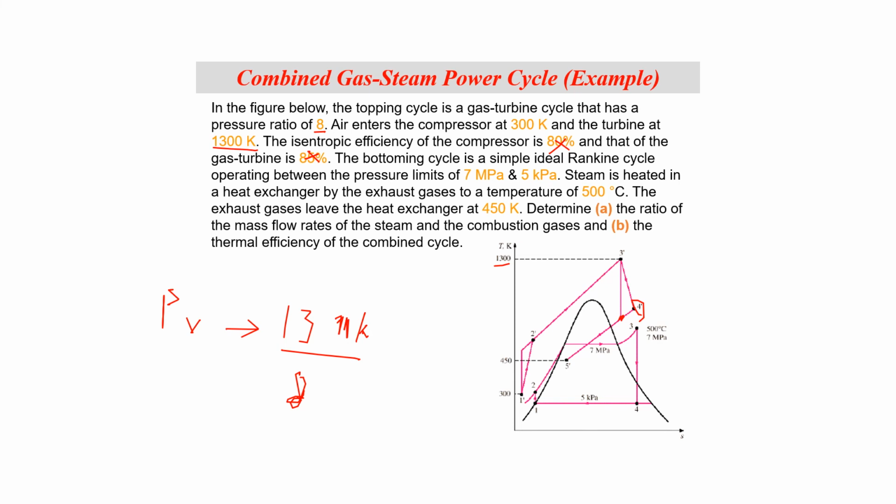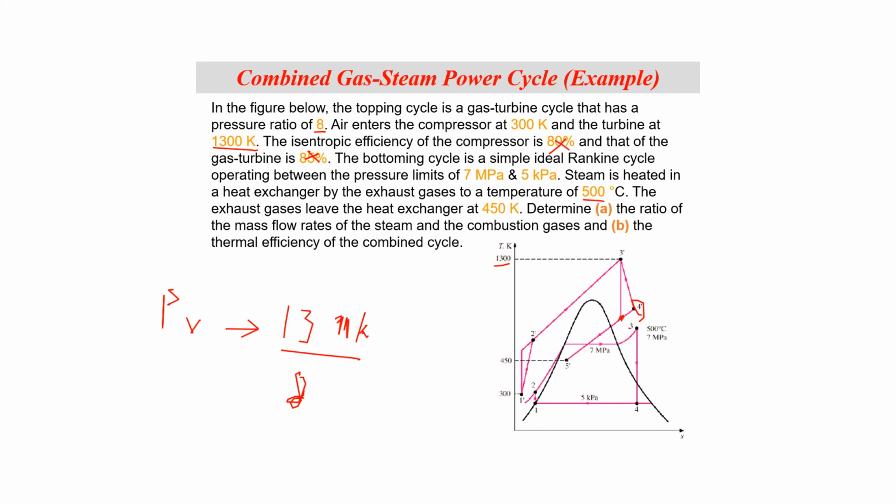Okay, so we also have the high temperature of this steam, which is 500 degrees Celsius at 7 megapascals. So we have all of the data given, which is the ratio of mass flow rate of the steam and the combustion gases, and the thermal efficiency of the combined cycle. So this first part is simple enough.